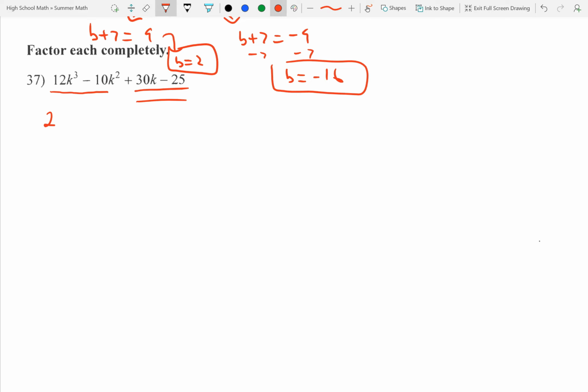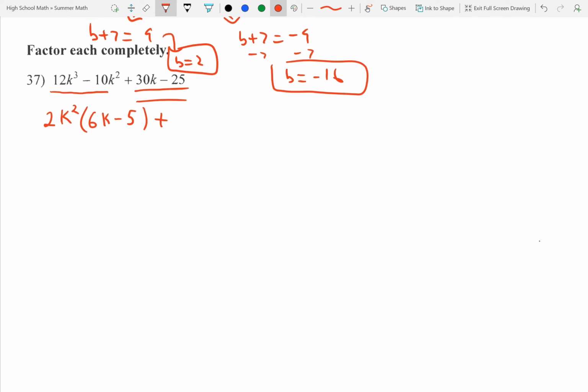Between k cubed and k squared will be k squared. If they both have the variable, we can factor some out in the least power. 12 divided by 2 is 6. K cubed divided by k squared is k. Minus 10 divided by 2 is 5. K squared divided by k squared would be k to the 0, which is 1. 5 times 1, just leave 5.